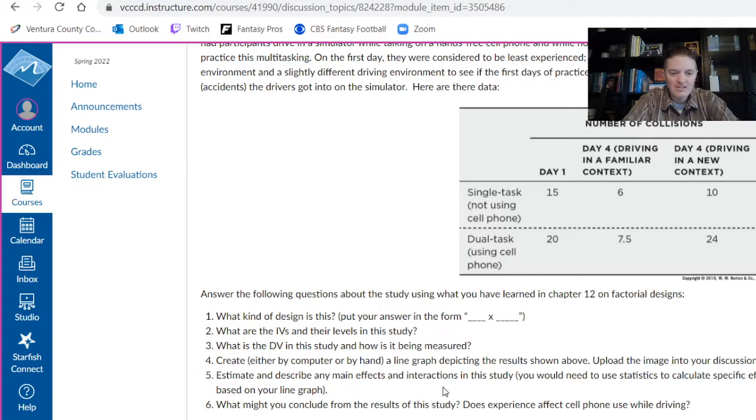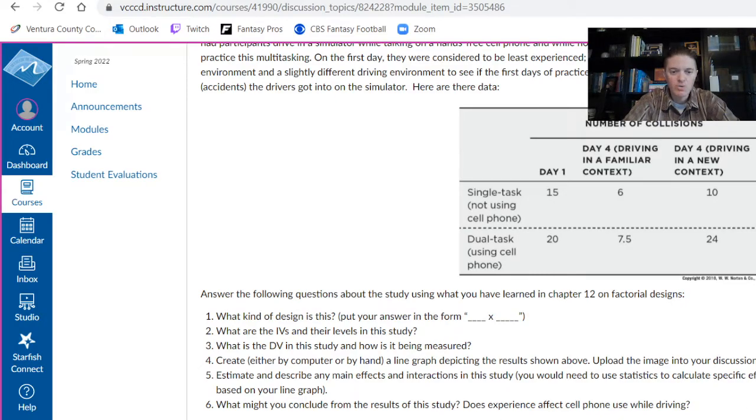And then you're going to estimate and describe any main effects or interactions in this study. You would need statistics to calculate specific effects, so you're just going to estimate and describe based on the data above and based on your line graph. So once you've made your line graph, you should be able to look at that and compare it to the different ones in the lecture and the book and make some conclusions, right? It's going to look very similar to one of those that we covered in the book.